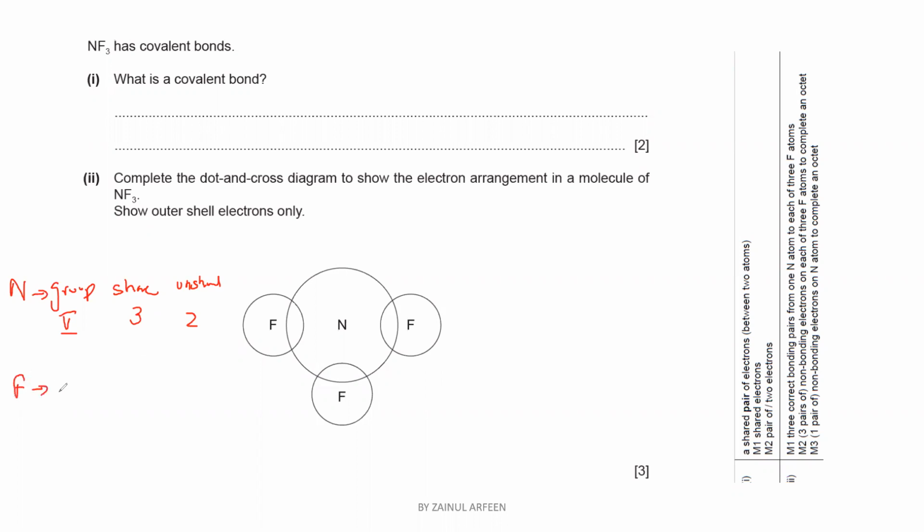Fluorine belongs to group 7. How many will it share? That's 1. And how many unshared will be there?